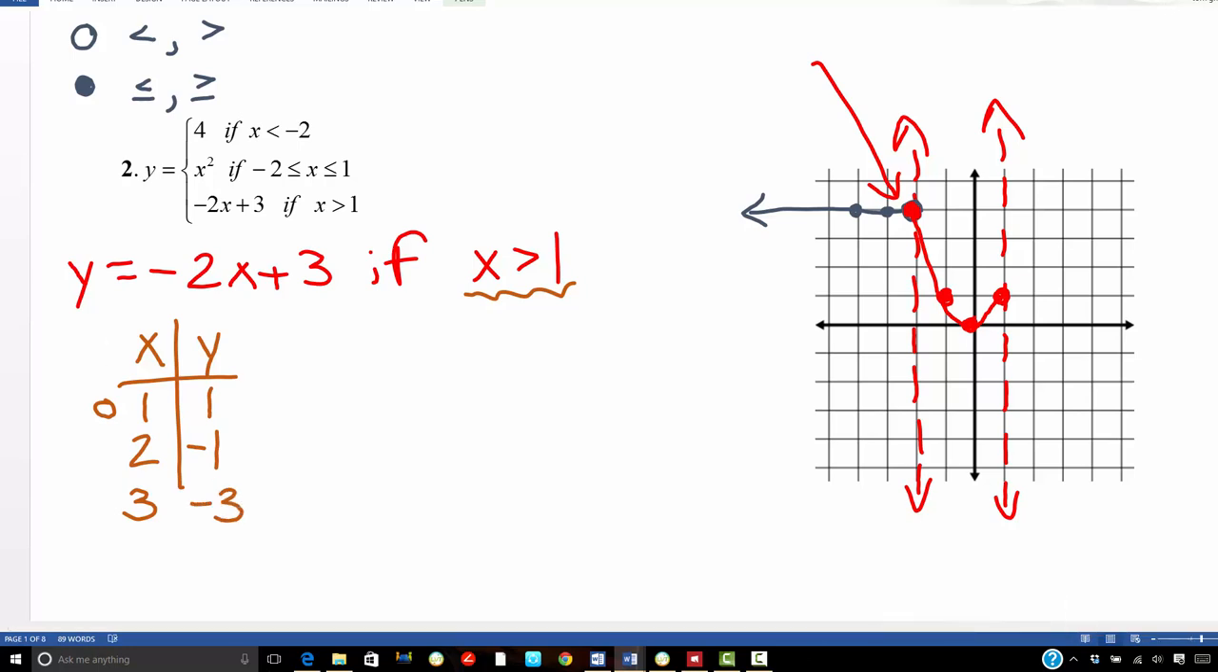So you can make sure you can come up with these points yourself, but we're going to go ahead and graph those points, and the piecewise function will be finished. So there's your complete answer on number 2.